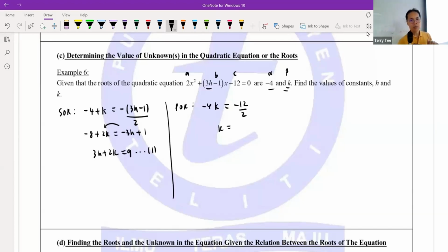So my k will be, this is 6. 6 divided by 4, 3/2. Okay, my k is 3/2. Now, let us sub inside equation number 1 to find the value of h. This is 3h plus 2 times 3/2 equals to 9. So 3h plus 3 equals to 9. 3h is 6. H is just 2.